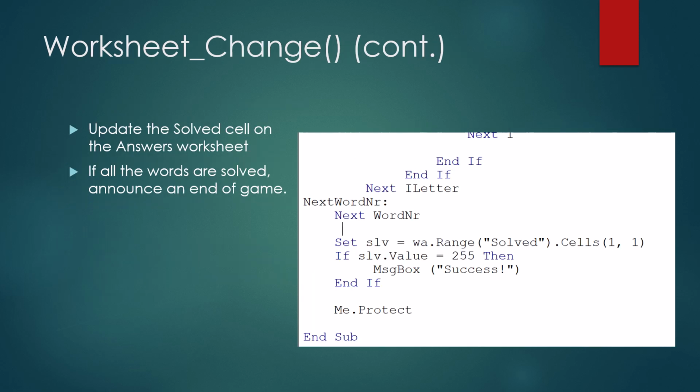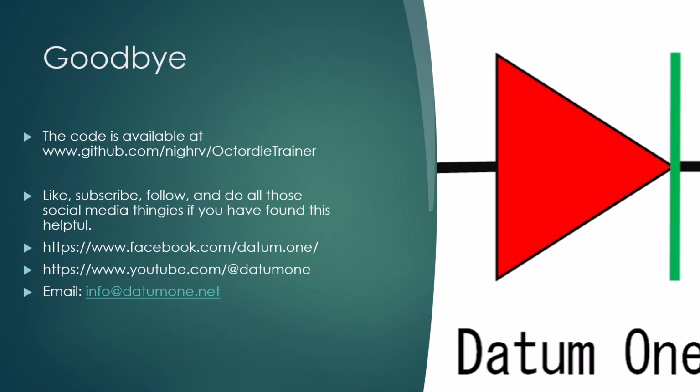So now we come to the end of the processing of all the letters, and then there's the label that gets us out of processing of all of the words. So at the end, it checks to see if all 8 words have been solved. If so, it pops up a message box that simply says success and protects the worksheet. Well, congratulations. You have made it through this project.